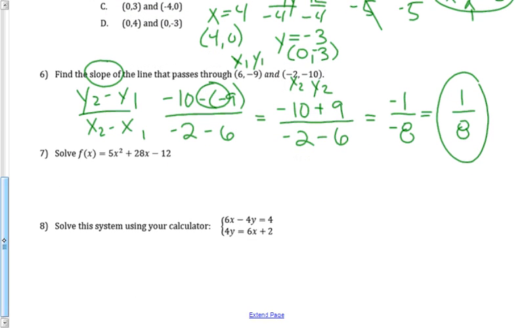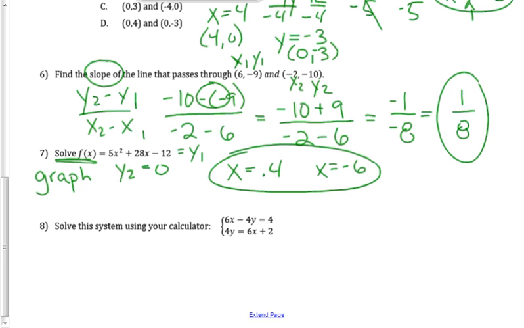Moving on to number 7. Solutions, roots, and zeros are all found where the graph crosses the x-axis. So we want to graph this. We're going to put this into y1, and we're going to put 0 into y2. We're going to graph it and look for where it crosses the x-axis using the intersect command if we need to. So when you do that, you're going to get x equals 0.4 and x equals negative 6. When you graph this, you'll notice that it crosses the x-axis twice, so we should have 2 x-intercepts.